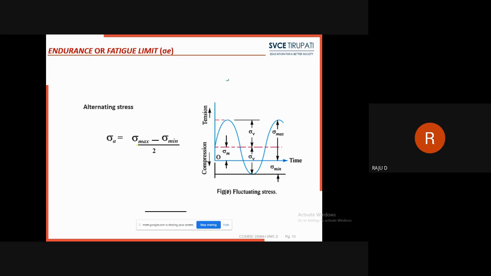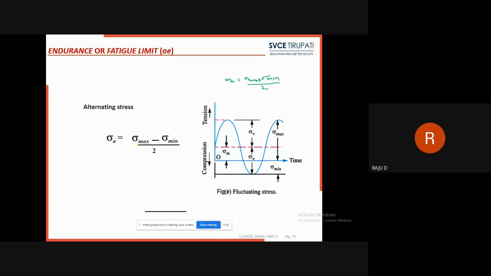Here, sigma mean, M is sigma mean. The mean stress is equal to the summation or average of the maximum stress and the minimum stress value. If anybody still has any doubt, just note it down on any paper. Sigma maximum plus sigma minimum by 2. It's a basic formula you have to remember whenever you are going to solve the problem.